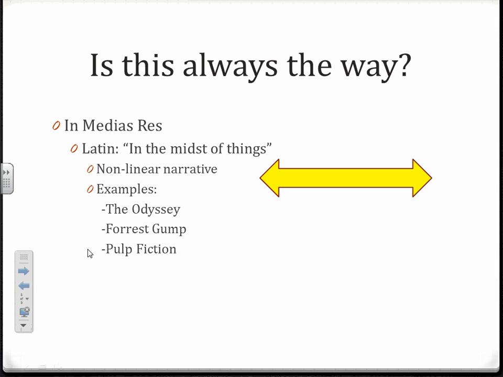But, Forrest Gump, you start on the bench, you don't know why he's on the bench, and through a series of flashbacks, you learn about him, you learn about his life, and ultimately the story brings you back to that bench, and you're like, I know why Forrest is on the bench. It took me 2.5 hours, but I know why he's on the bench now.